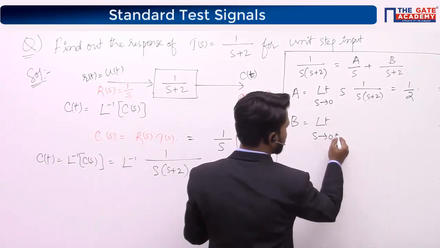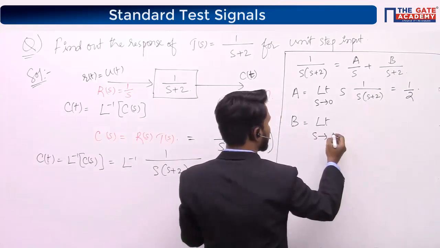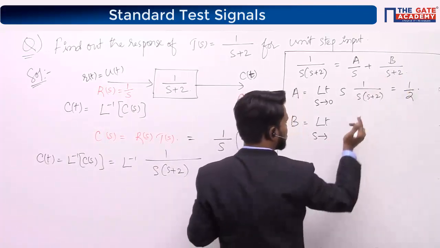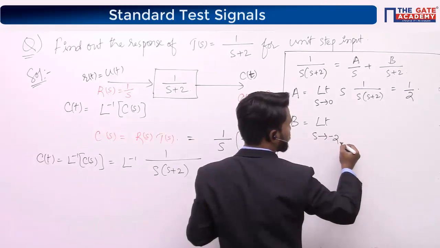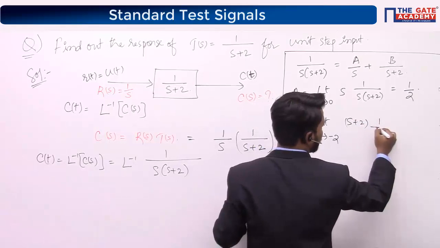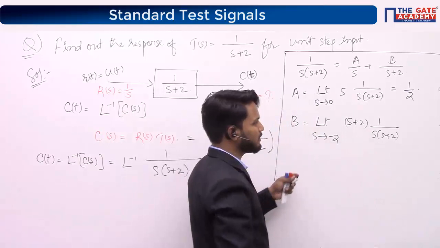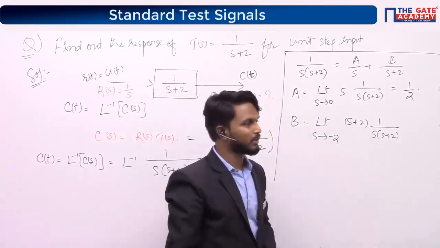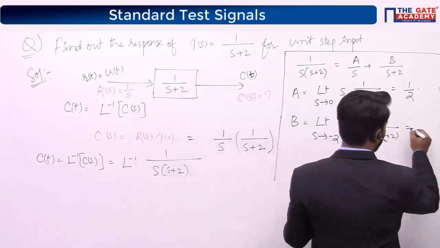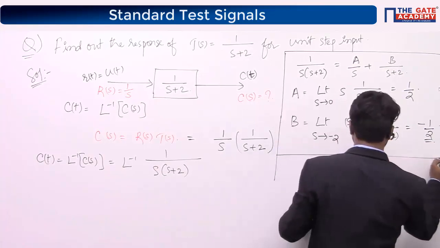Limit s approaches minus 2 in this case, right? The root of this thing you should take in order to calculate b, because b is the coefficient of this. Limit s approaches minus 2, s plus 2 into 1 by s into s plus 2. So s plus 2 gets cancelled. In the place of s, if you put minus 2, you will get minus 1 by 2. So in this way you can simply calculate a and b.